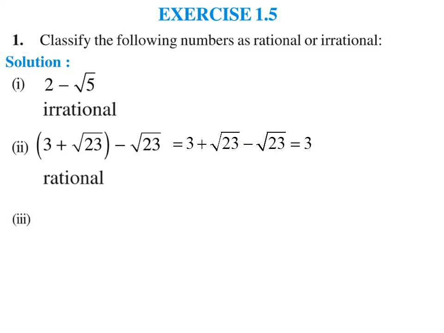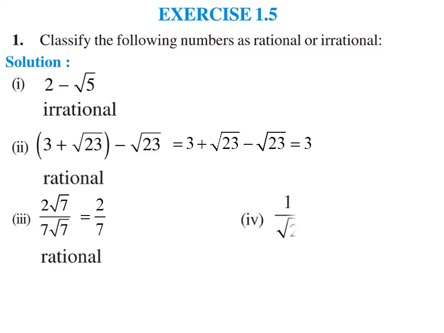Now the third one, 2 root 7 divided by 7 root 7. Now we can see root 7 will be cancelled out from these two terms. So my final answer will become 2 by 7, which is again in p by q form. So again it is a rational number.